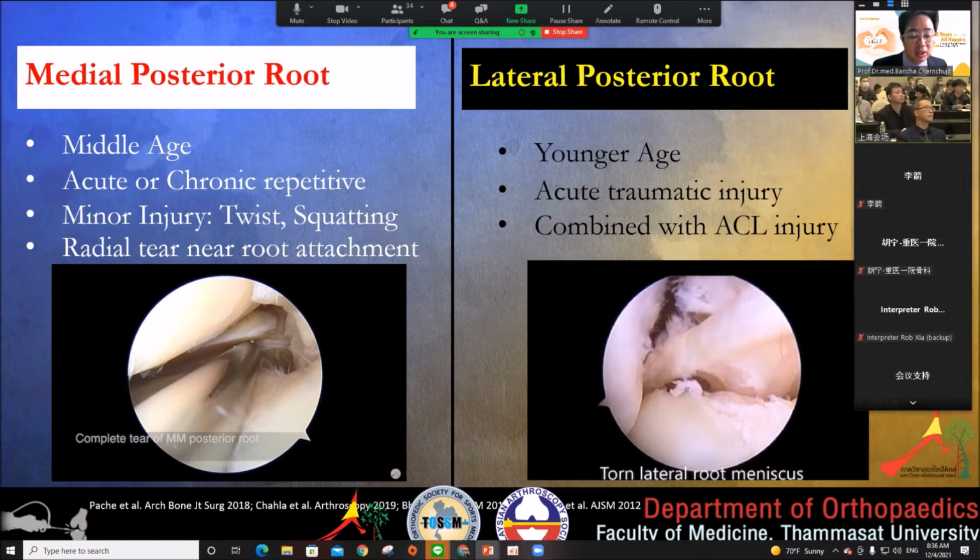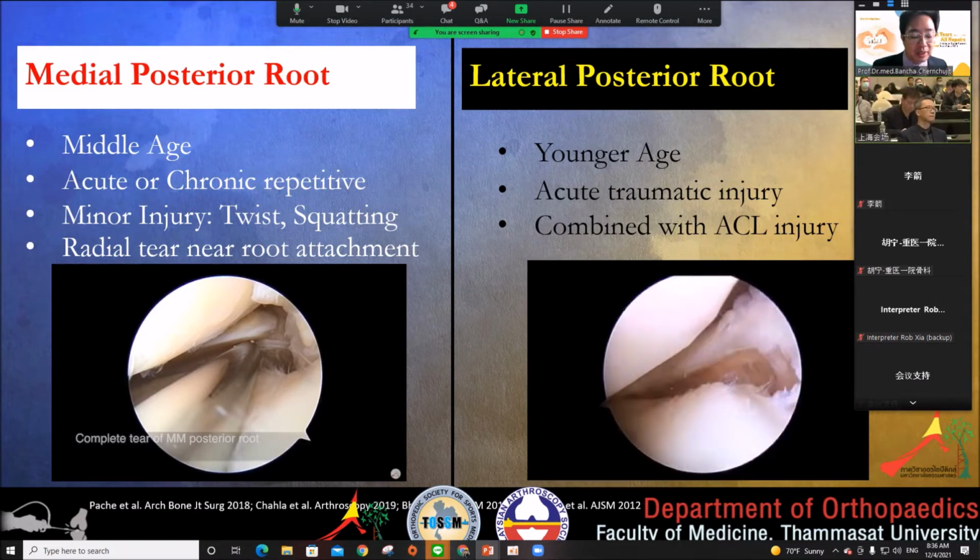These are the differences between the medial and lateral meniscus root tear. The medial root tear is common in middle age and can be a chronic repetitive injury, or from a minor injury like squatting or twisting. It is always a radial tear close to the root, about 9 millimeters. The lateral meniscus root tear is totally different. It happens in the young, from acute traumatic injury, and is always combined with ACL injury.